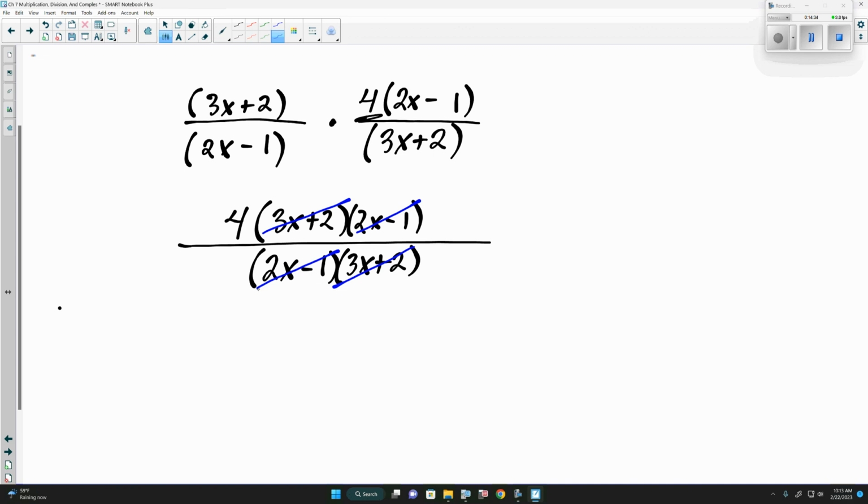2x minus 1 and 2x minus 1 will simplify, leaving us with what? 4. Is it in the numerator or denominator? It's in the top of the fraction, it is just 4. If it was in the denominator, it would be 1 over 4. Questions on this here? Any questions on any of this so far?